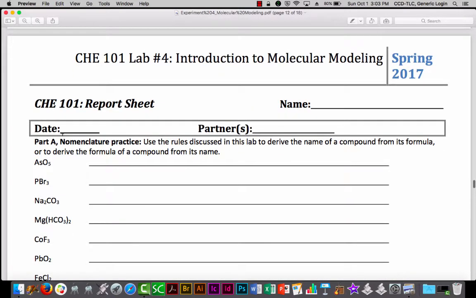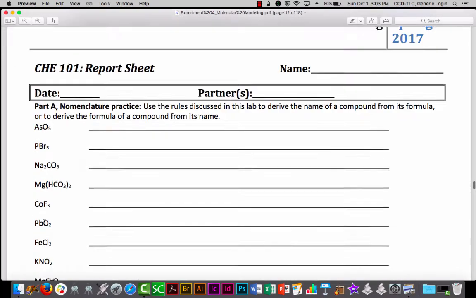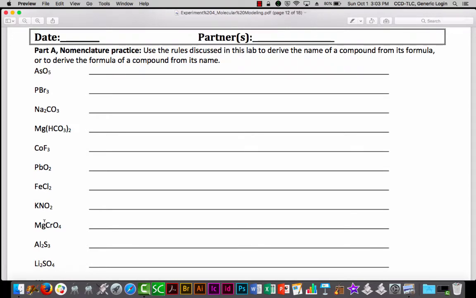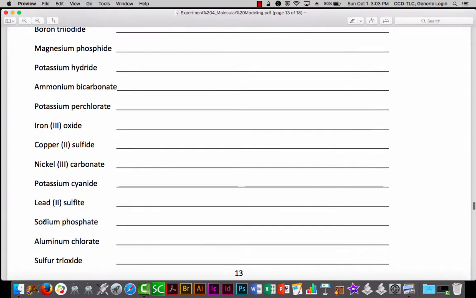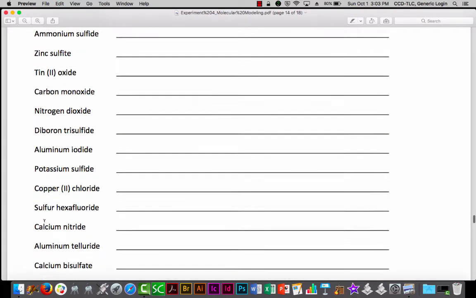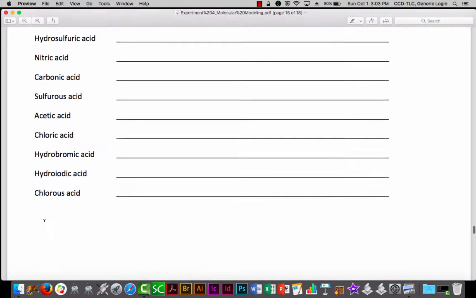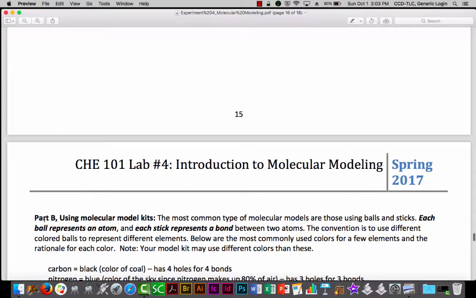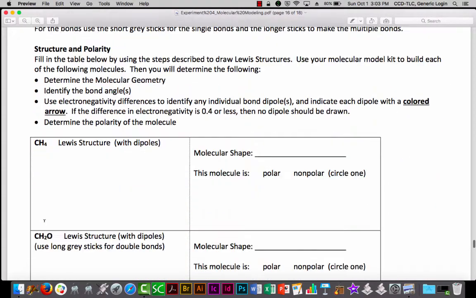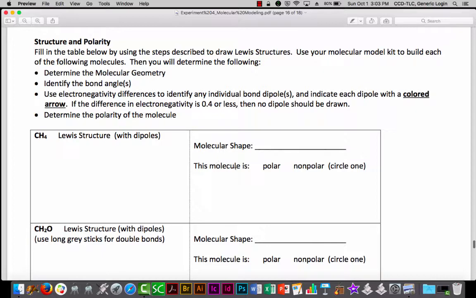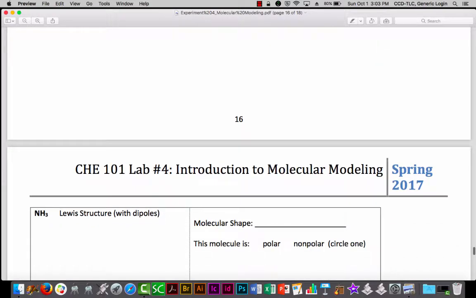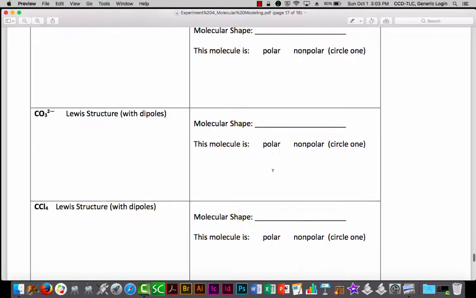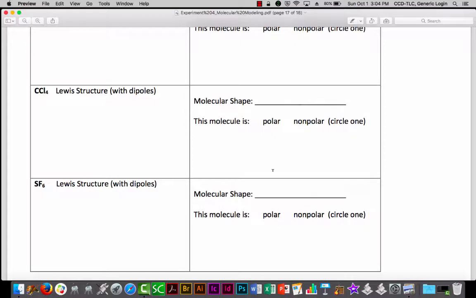So I asked you to do this nomenclature practice last week, and I posted the key for this. But then down here, go down. Here is practice with drawing Lewis structures, determining shape, and determining if a molecule is polar or nonpolar. So you should do these, definitely. And you should definitely practice this more than just beyond what's on here.